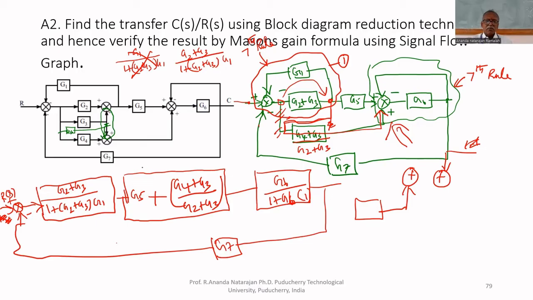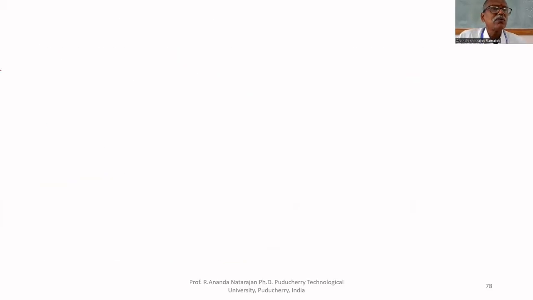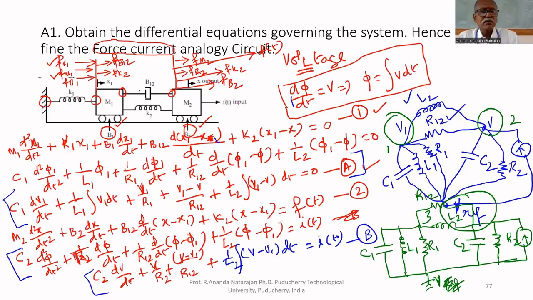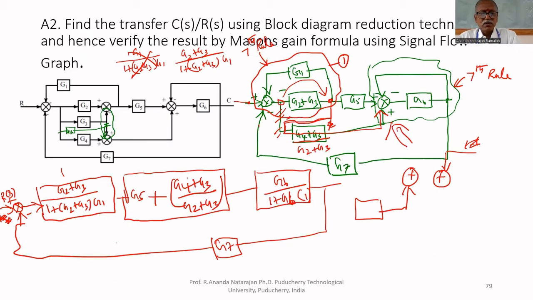Now we have to multiply all forward paths. What is the first block? What do we have? G2 plus G3 upon 1 plus G2 plus G3 multiplied by G1. This is the first block. We have to multiply with that. Oh, I wrote it in the previous slide. Okay, no problem.